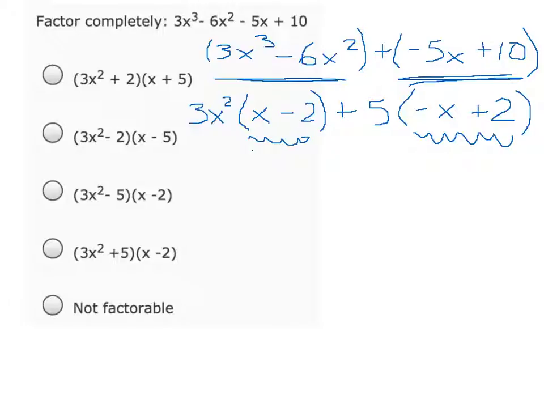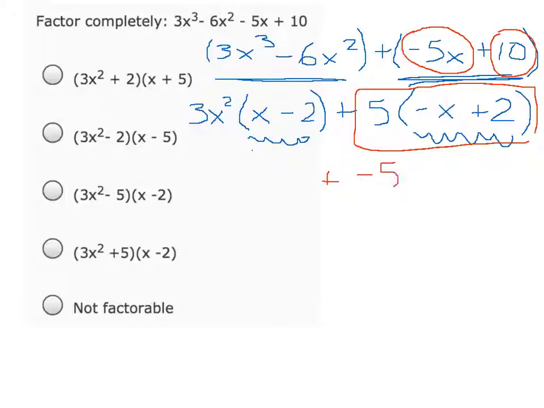So what we're really going to do is, on this second grouping, we are going to divide each of these terms by a negative 5 instead. So this is now going to become plus a negative 5, and if we divide it out by a negative 5, we'd get x minus 2 now, because then we'd have a negative 5 times a negative 2, which would give us that positive 10. And notice now that our parenthesis groupings are equal.